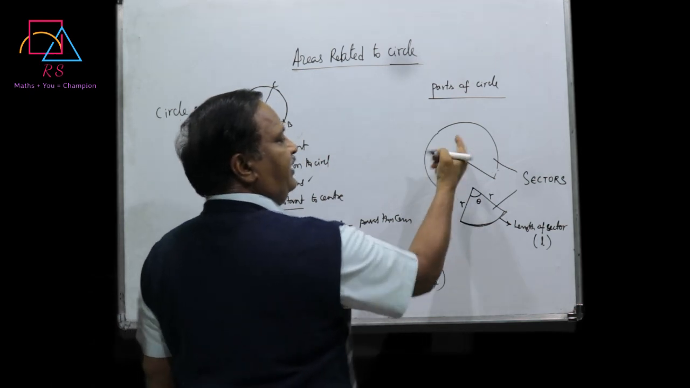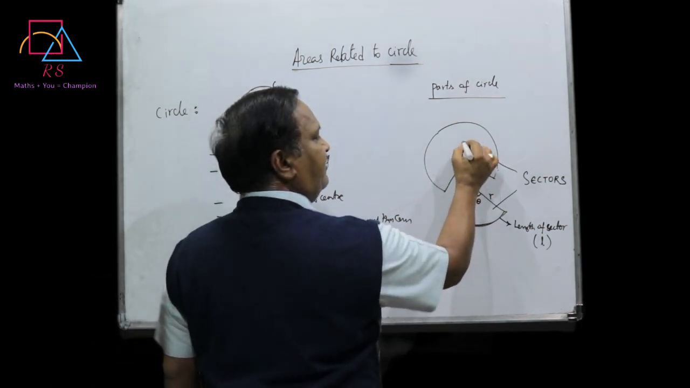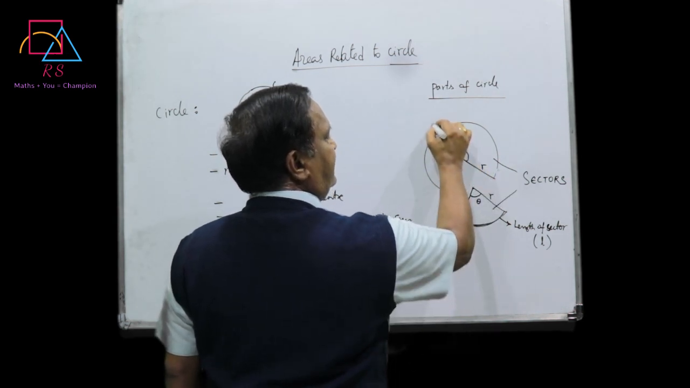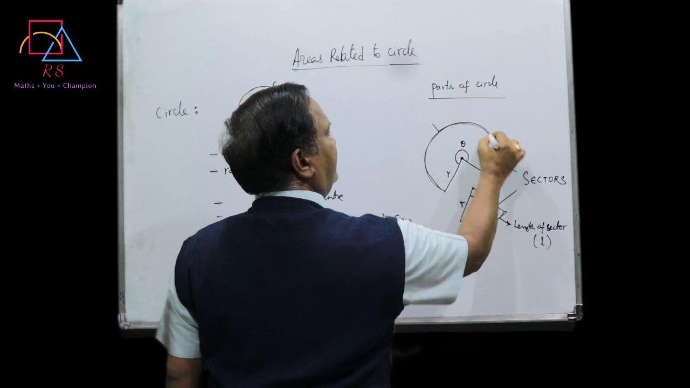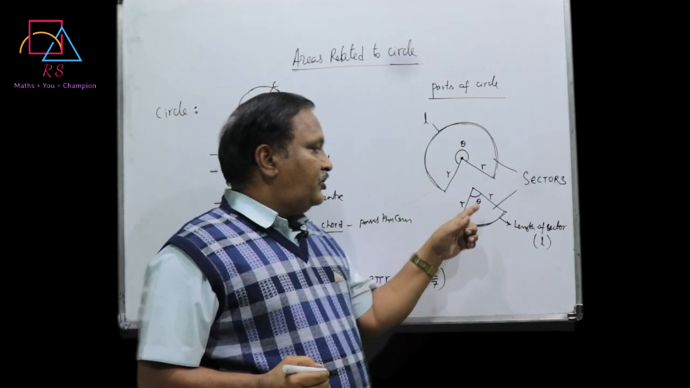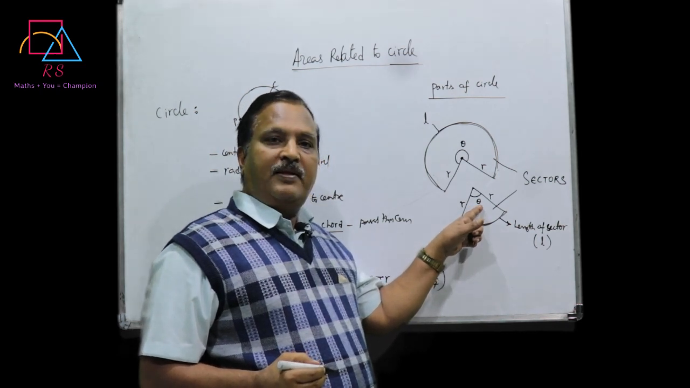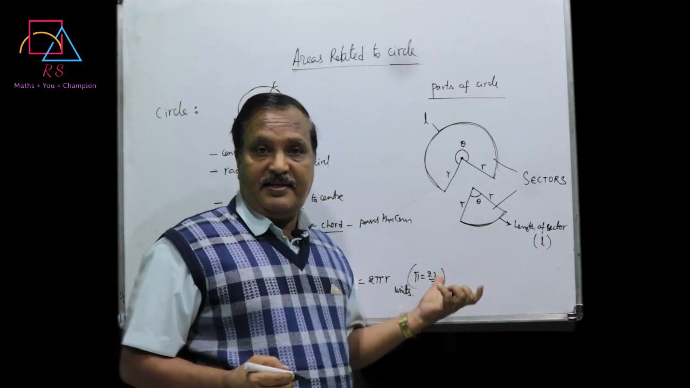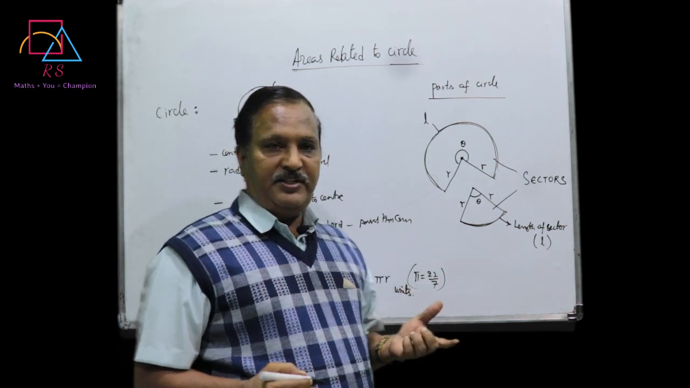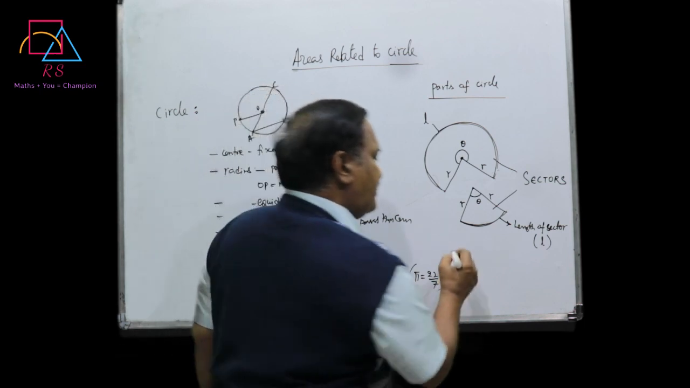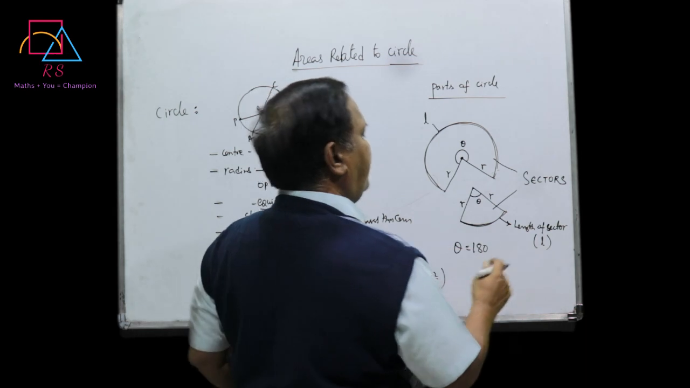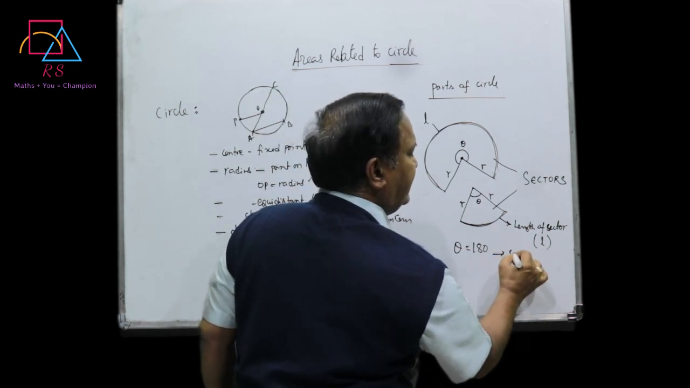Same thing will be applied here also. This is the angle of the sector, this is the radius of the sector, and this entire length we call it as the length of the arc of the sector. So this theta tells us which is a big sector and which is a small sector, minor sector, major sector. So if theta is 180 degrees, then what happened? You will be getting a semicircle.